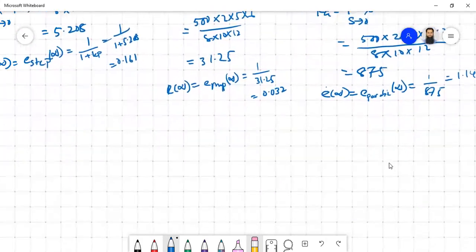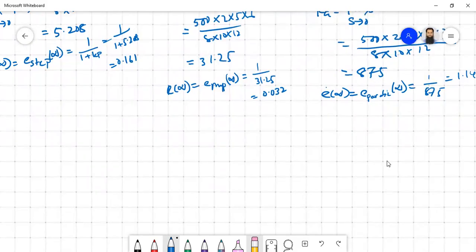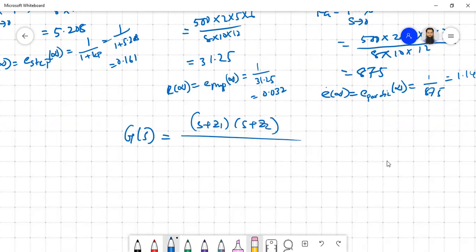So far, whatever we have seen, the dependence of your system type on the steady state error is crucial. So if we have a generalized equation, g of s equal to, say, s plus z1, s plus z2 and so on, over s to the power n into s plus p1, s plus p2 and so on, then this n is what we define as the system type.